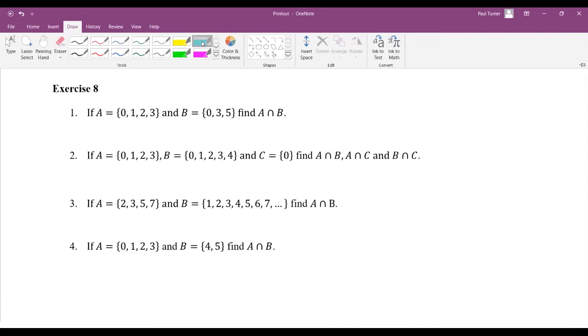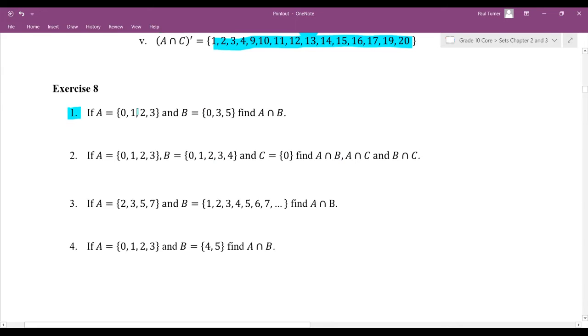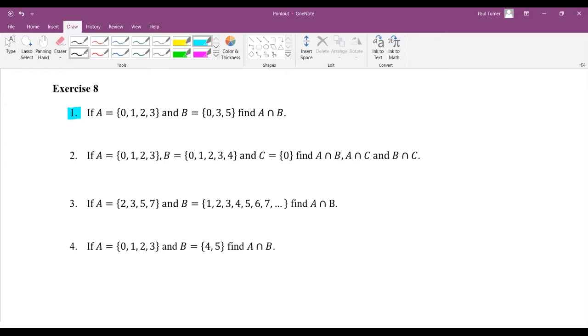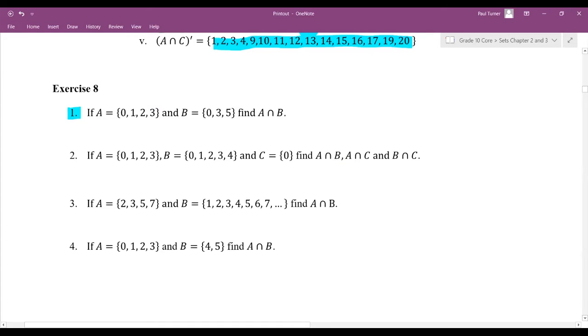I'm not sure how much I did last week or last lesson. If you like, you can make a Venn diagram, but I think you don't need to. So you've got A, which is 0, 1, 2, 3, and B, which is 0, 3, 5. I want to find the intersection. So which numbers are in both? You can see you've got 0. So that would be in the intersection, and 3, like that.